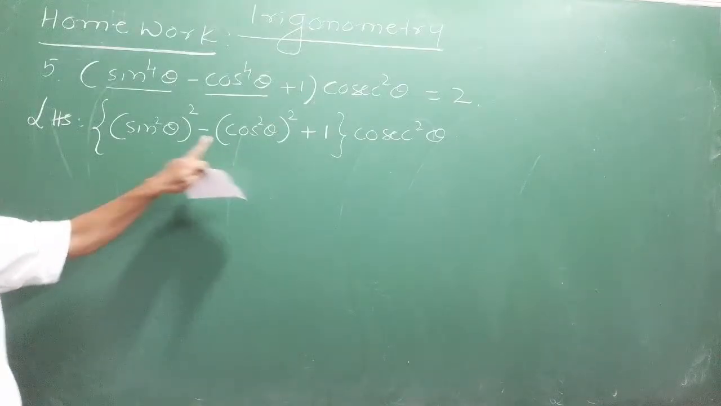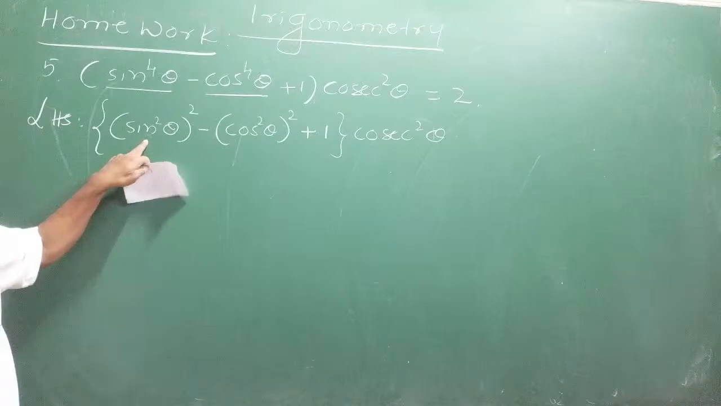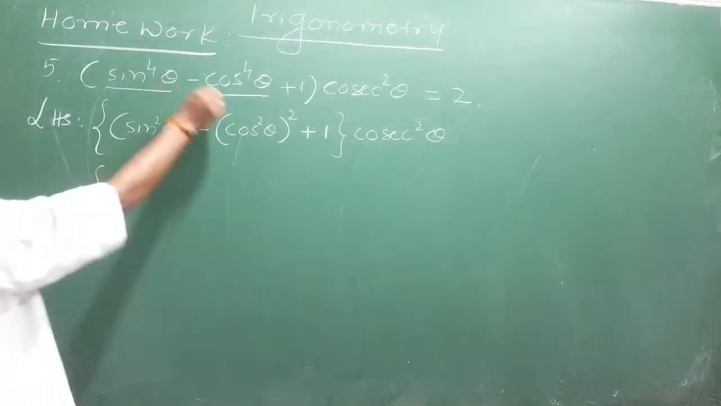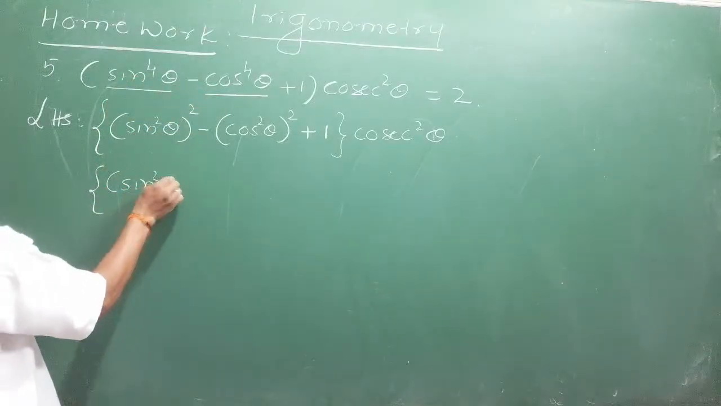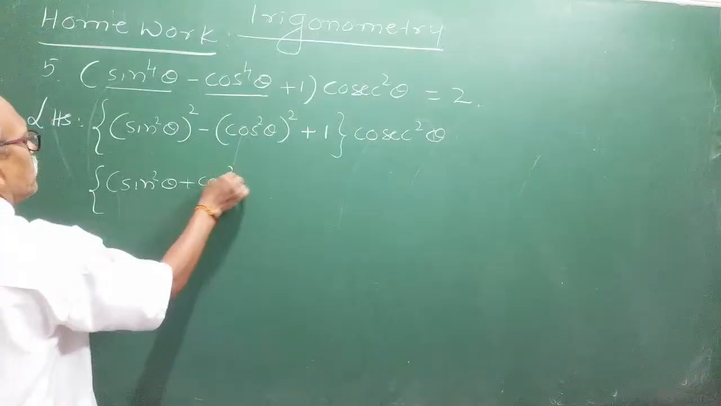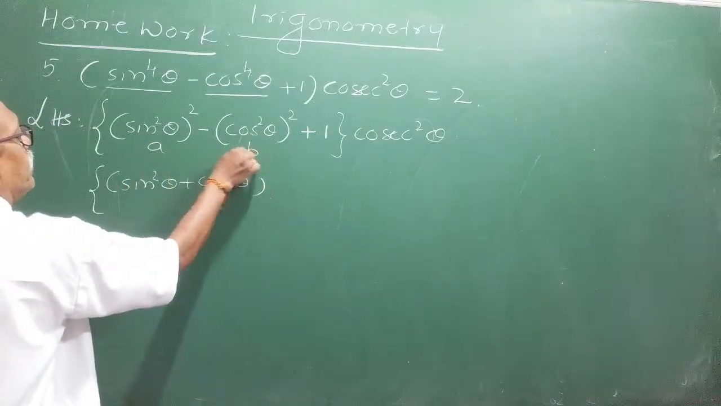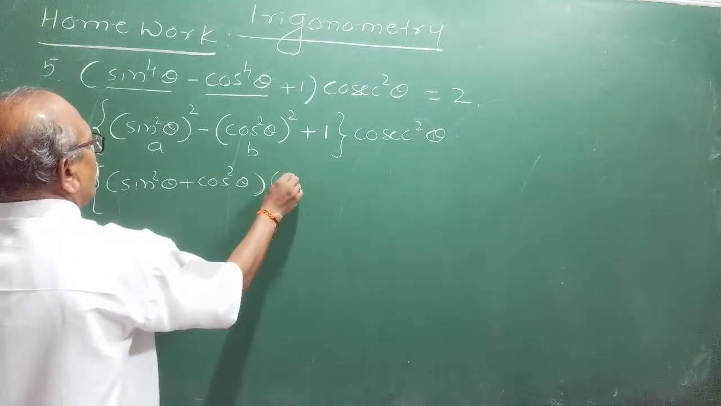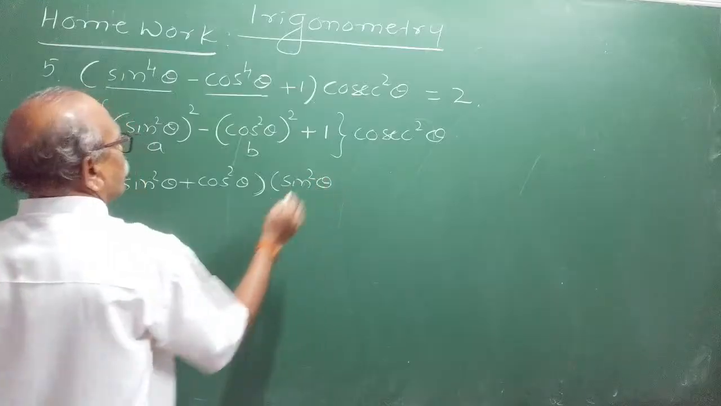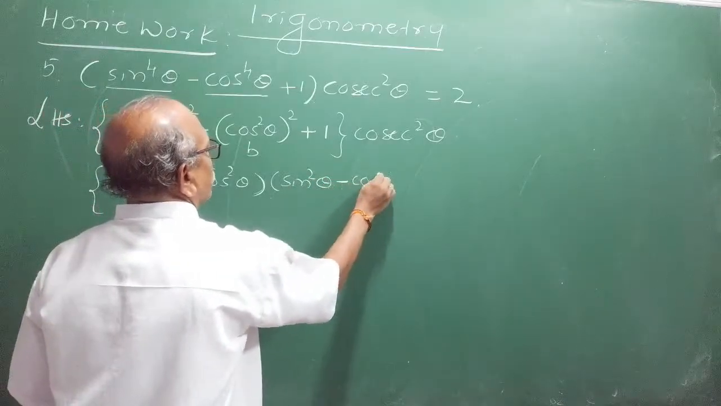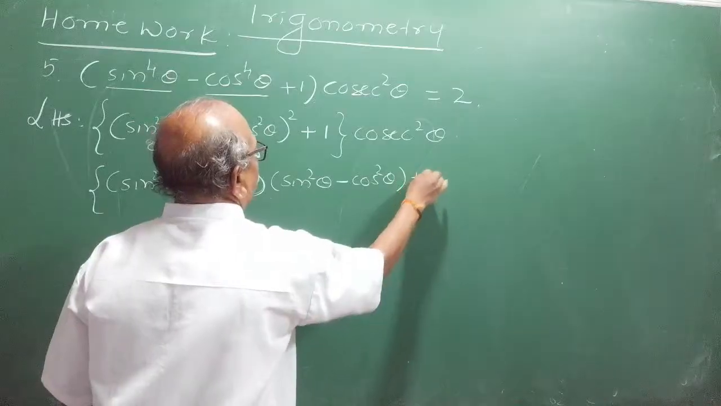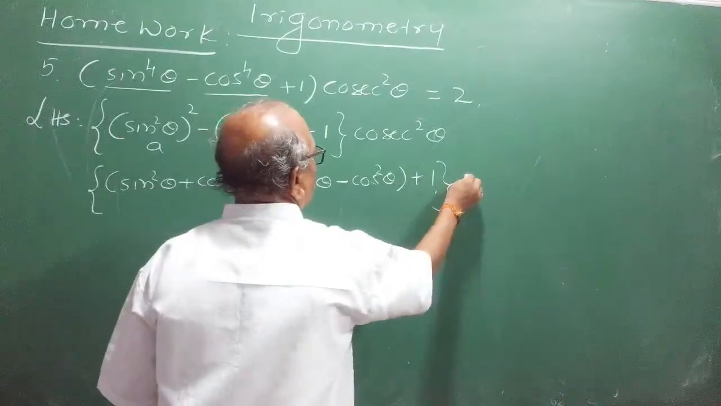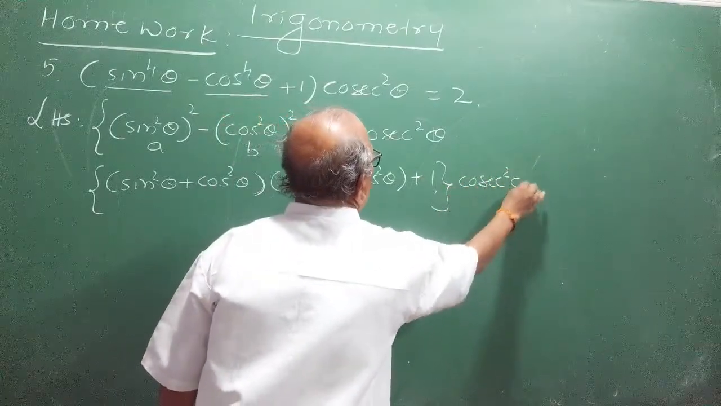Have you continued in a similar way using a plus b into a minus b? How can you write it? Sin raised to 4 theta can be written as sin square theta whole square. Verify your answer. Cos square theta whole square. It is in the form of a and b: a square minus b square, which is a plus b into a minus b. Sin square theta plus cos square theta, into sin square theta minus cos square theta, plus 1. Okay, close the flower bracket and you are given cosec square theta. You must get the answer 2.